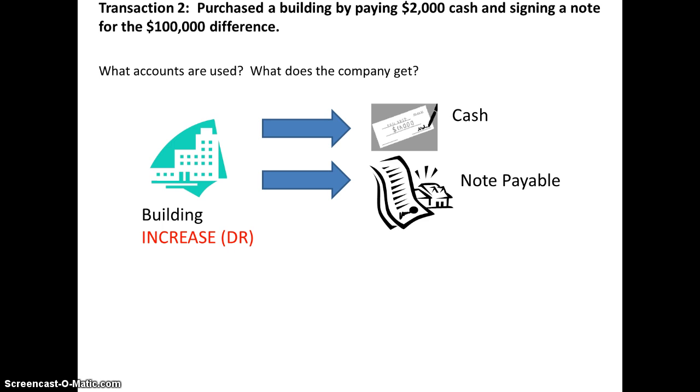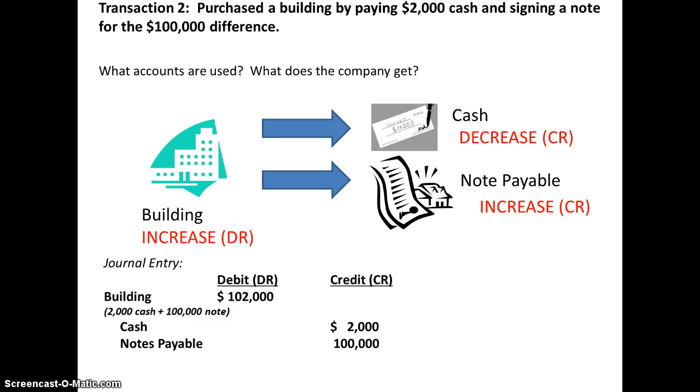So we want to increase the asset. We do that with the debit. We want to decrease our cash because we paid out cash, which means we no longer have it. And for notes payable, we want to increase our debt. So we want to increase the liability. So we have two assets and a liability in this transaction.